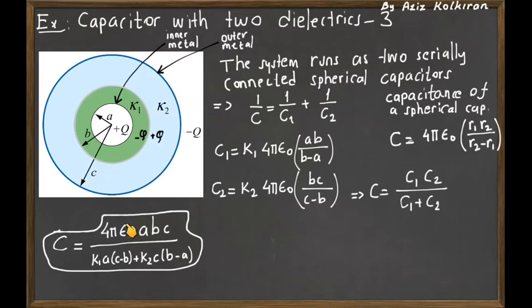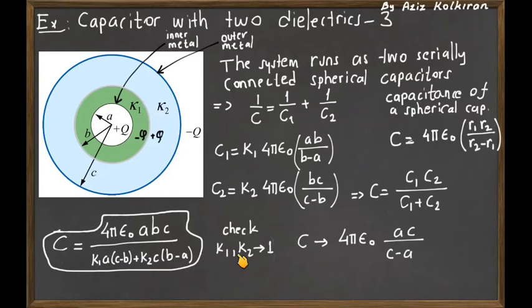verifying this formula, if you put K1 and K2 equal to 1, that means you will have only one spherical capacitor, and the inner radius is A and the outer radius is C. Then of course you will have the net capacitance as 4 pi epsilon 0 A times C divided by C minus A. But will we have this if you put K1 and K2 equal to 1?